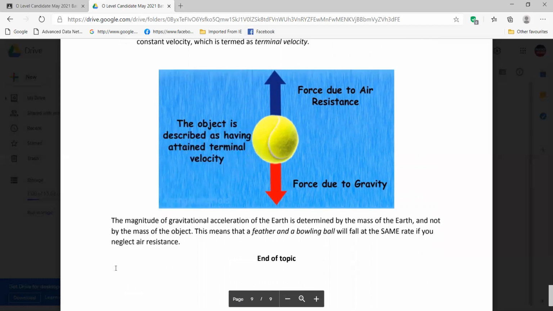Then the final information for you, can you read it? The magnitude of the gravitational acceleration of the Earth is determined by the mass of the Earth and not by the mass of the object. This means that a feather and a bowling ball will fall at the same rate if you neglect air resistance.